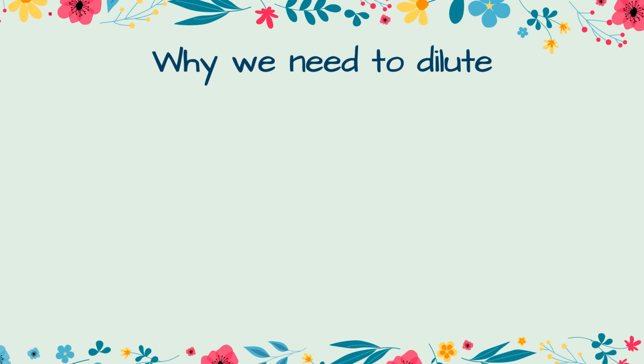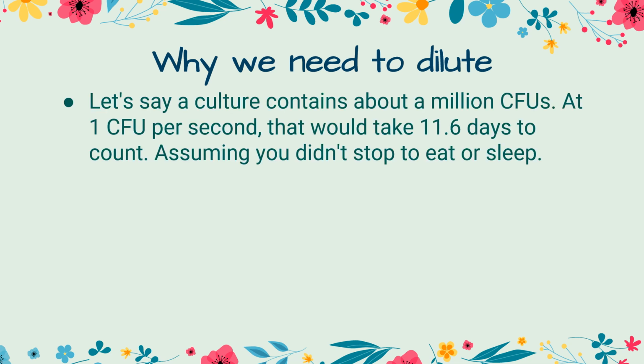So why do we need to dilute? Well, let's say a culture contains about 1,000,000 colony forming units. At 1 CFU per second, it would take you 11.6 days to count, assuming that you don't stop, eat, take a shower, sleep, use the restroom, whatever it may be. You are just sitting there counting for 11.6 days. So obviously, we need a better way.